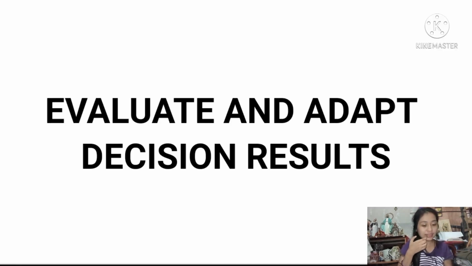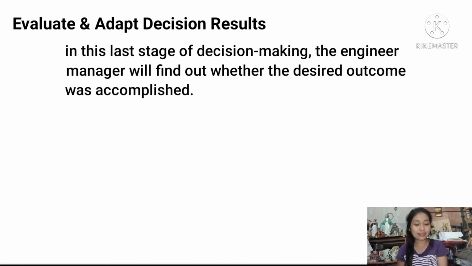The last stage is to evaluate and adapt decision results. In this last stage of the decision-making process, the engineer manager will find out whether the desired outcome was accomplished. If they did not achieve the outcome, or their solution was wrong and did not reach the goal, they can repeat the whole process until they can get the result or the solution to their problem.